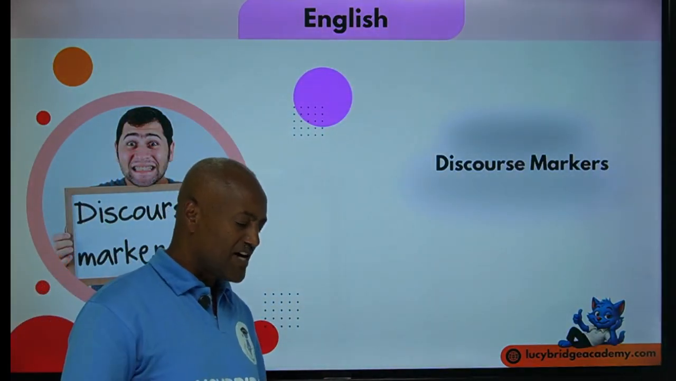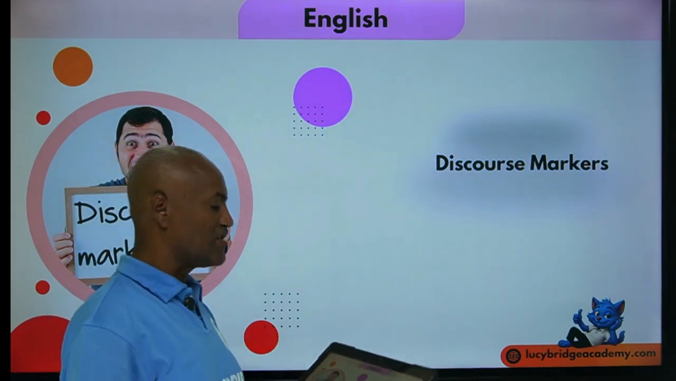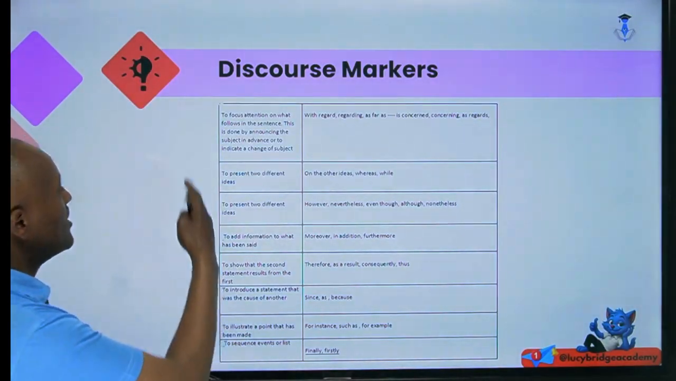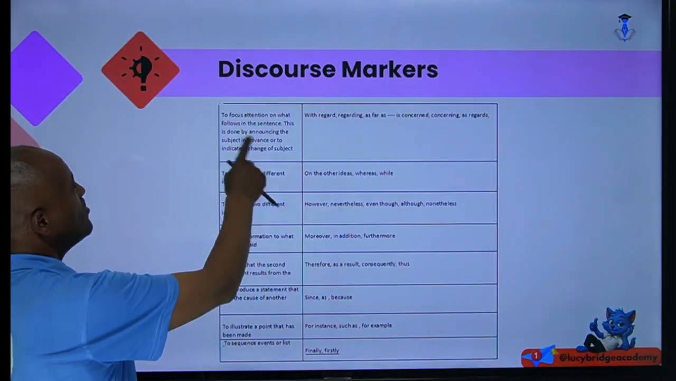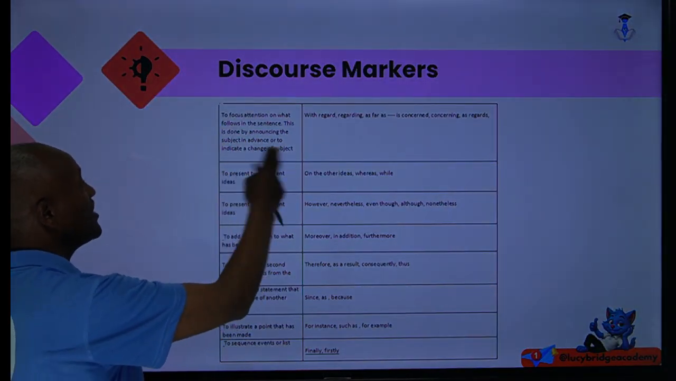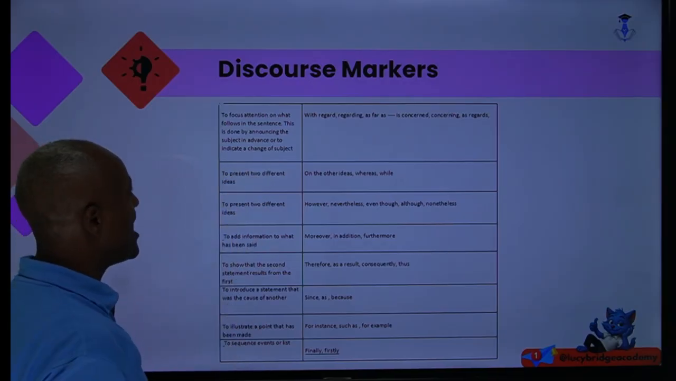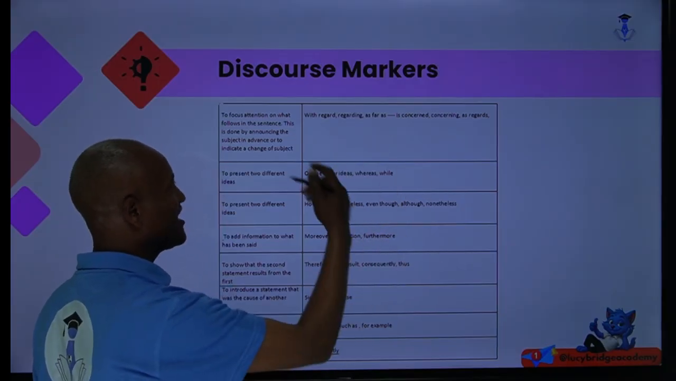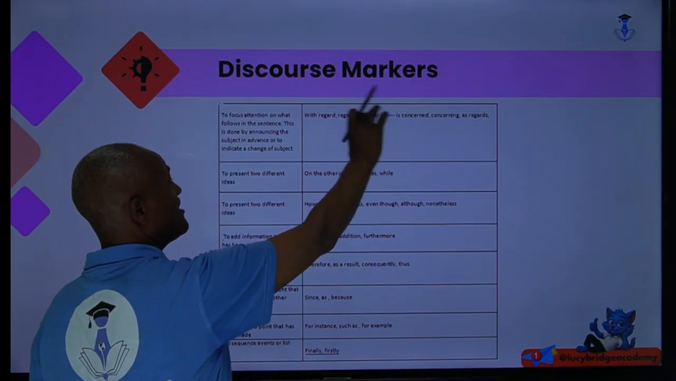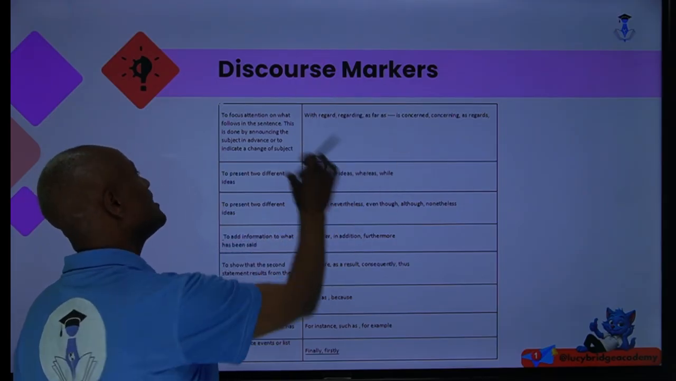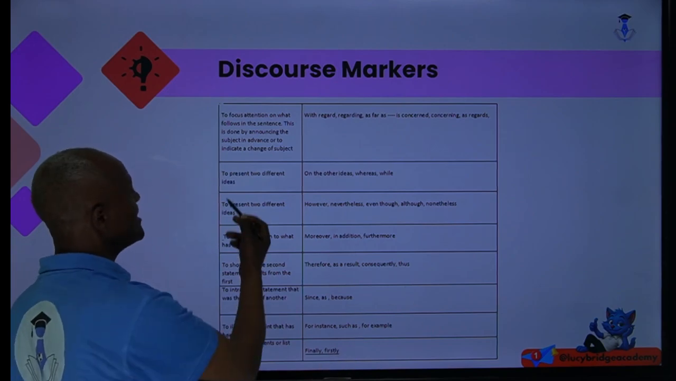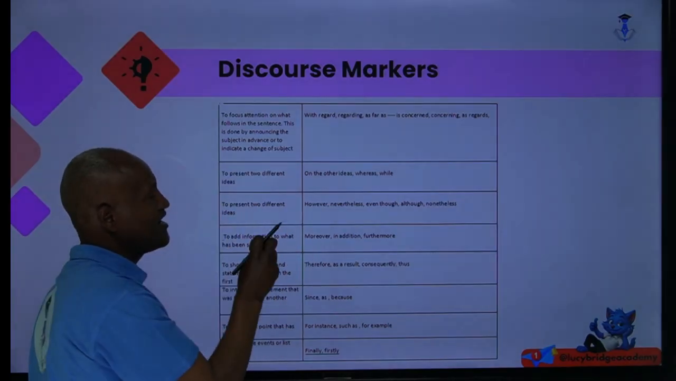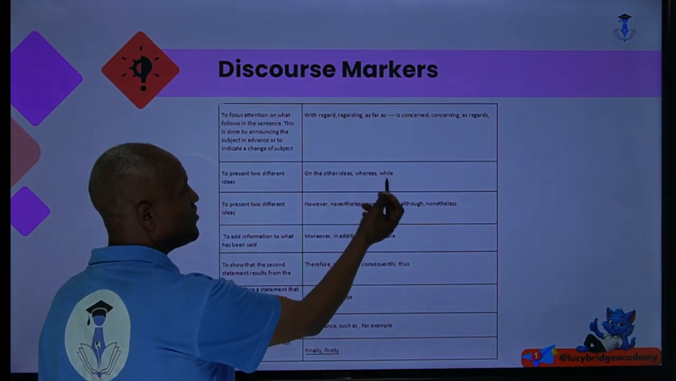Then when it comes to discourse markers, already I told you, sometimes we call them transitional words or cohesive devices, discourse markers. As you strengthen your knowledge concerning this, already I gave you, for instance, words to focus attention on what follows in the sentence. This is done by announcing the subject in advance or indicating a change of subject: with regard to, regarding, as far as is concerned, concerning, as regards. That means those transitional words, their function is to do this. And then the second, when we intend to present different ideas, not contrasting, then on the other hand, whereas, while.